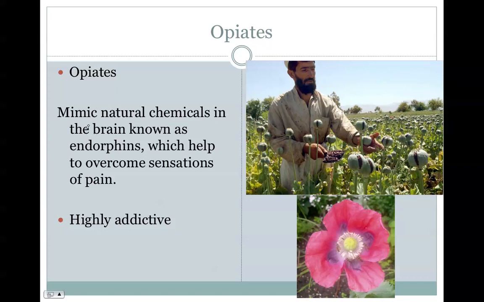Opiates mimic endorphins, a natural chemical in the brain. And this helps you overcome a sensation of pain. And so morphine, what they use in the hospitals, is just an opiate. It's related to heroin. And so it overcomes that sense of pain. And that's why many people use it. It's very dangerous. It's a depressant, and with an overdose, it can cause someone to die.